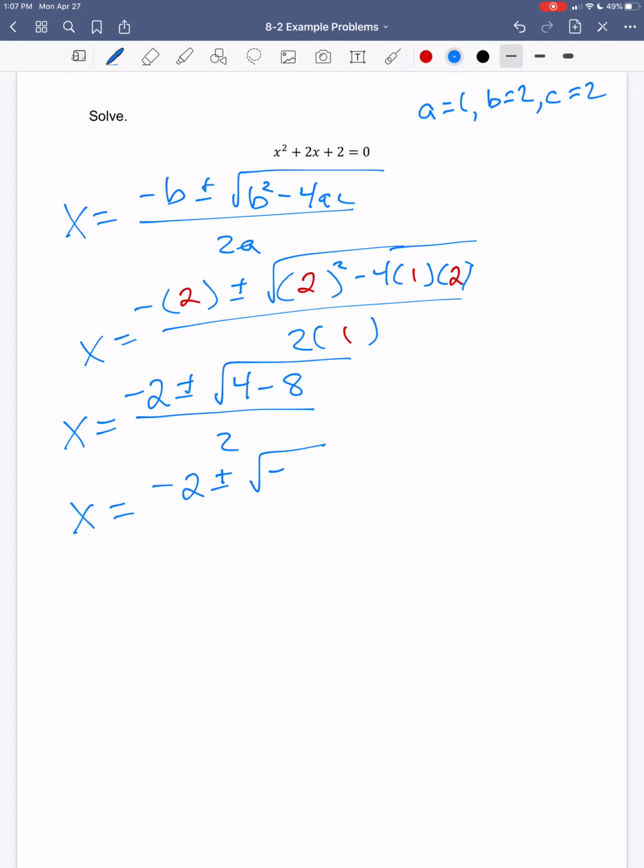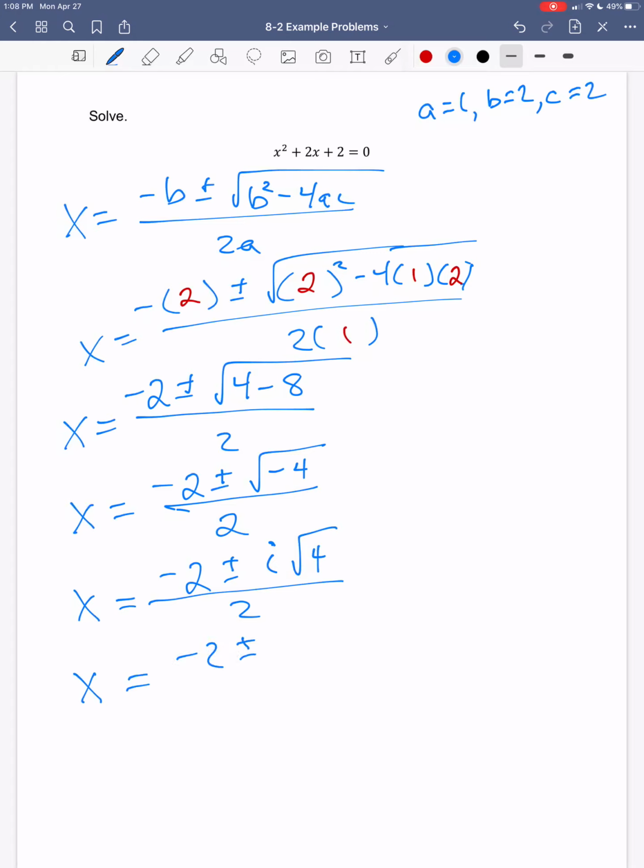We've talked about this already, of course, in other situations, but here then I end up with a square root of a negative. So that's all right, but it means I'm going to get an i involved. The square root of a negative is i. And of course the square root of 4 is just 2.